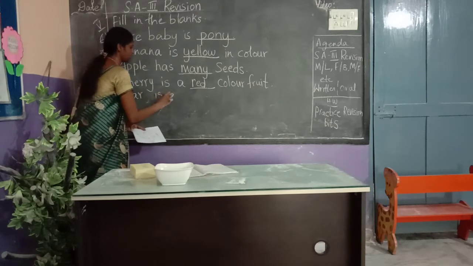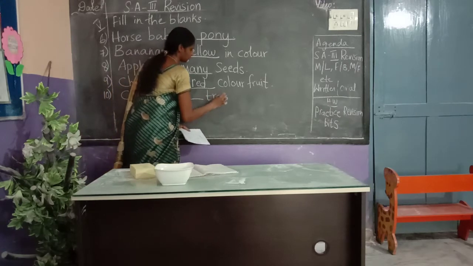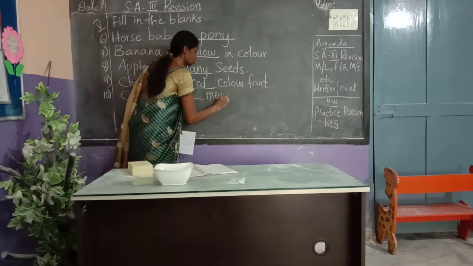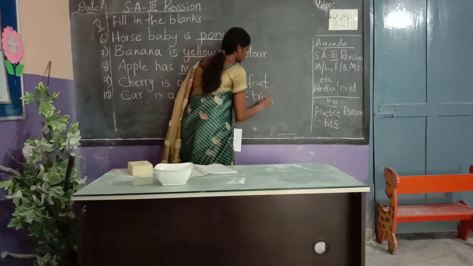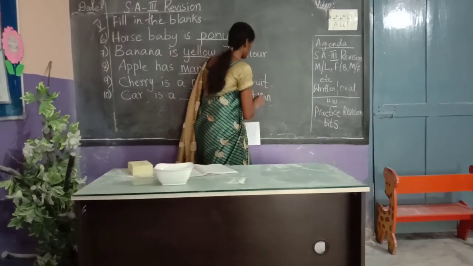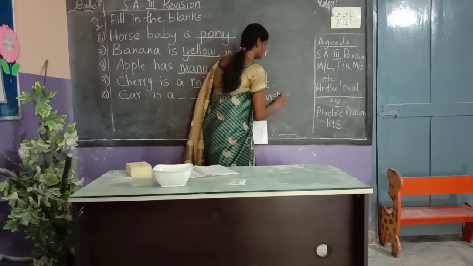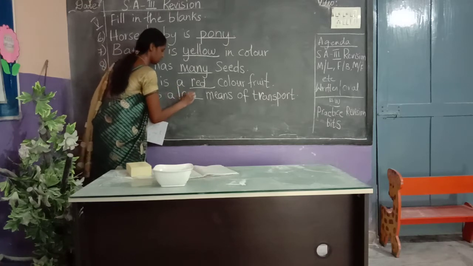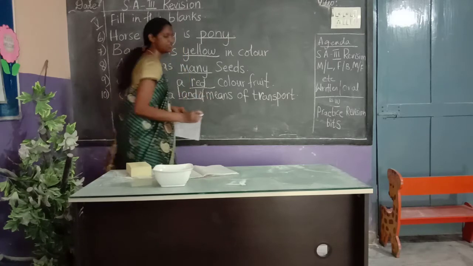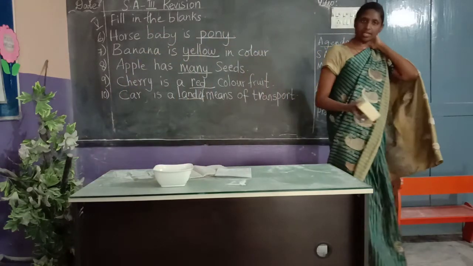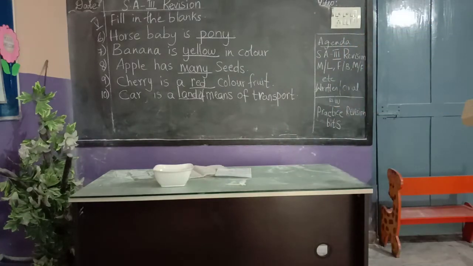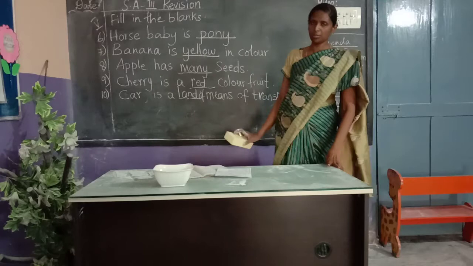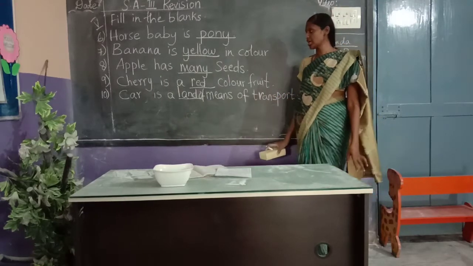Car is a dash transport. Means of transport. Can you tell me, car belongs to which transport? Either air transport, land transport or water transport. Yes, land. Car is a land transport. If you think this sentence is very big, you can just write car is a land transport.